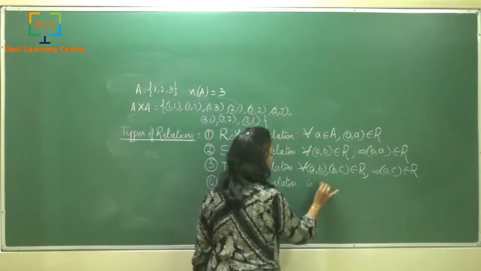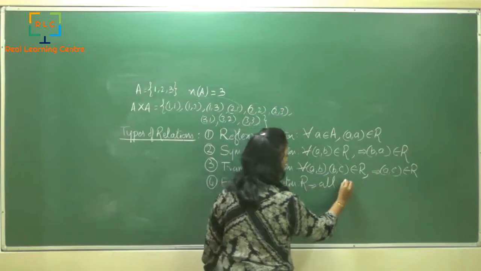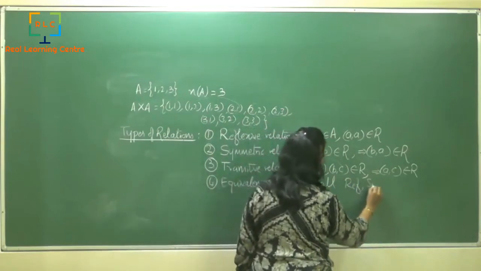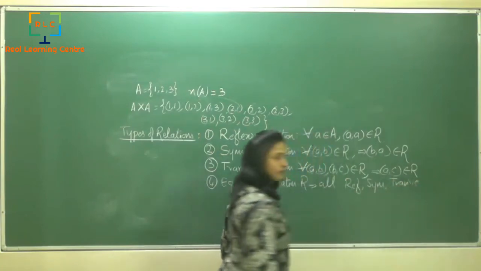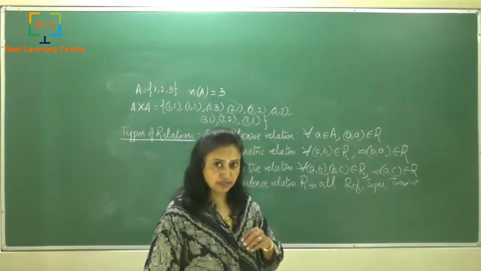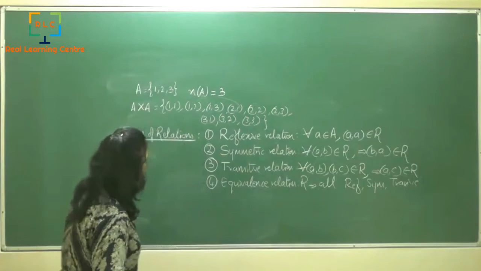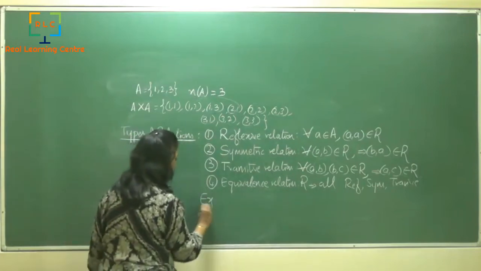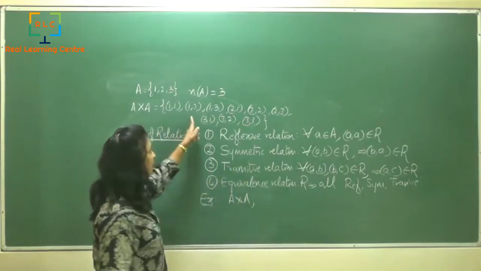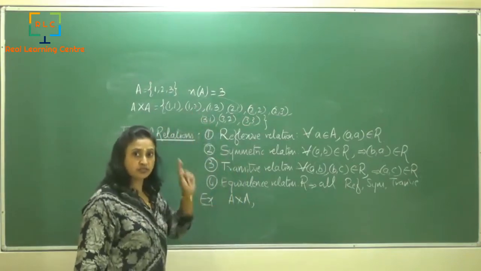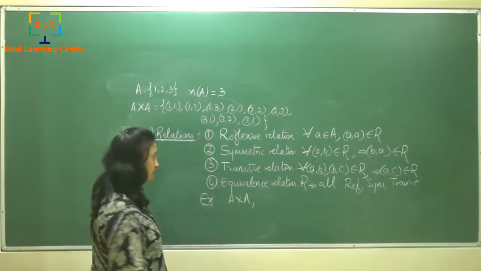This is a relation which is reflexive, symmetric and transitive. If a relation is reflexive, symmetric and transitive, it is said to be an equivalence relation. A fantastic example of an equivalence relation is A cross A on any set A. I have taken A equal to {1, 2, 3}, and I have proved for you that it is reflexive, symmetric and transitive. So A cross A is a fantastic example of an equivalence relation.